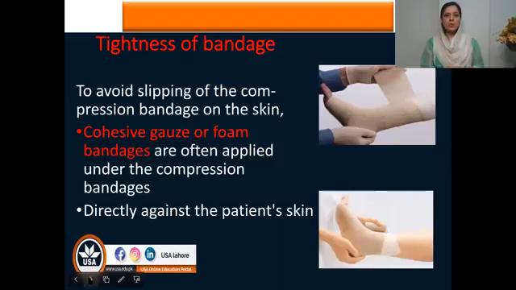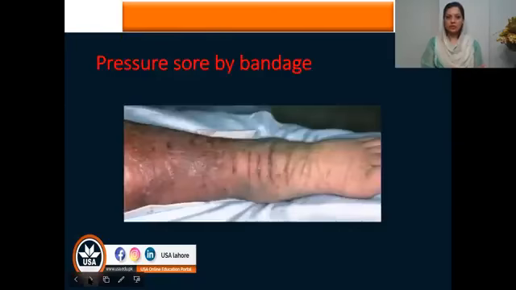The next thing I want to tell you: I was previously saying that the bandage slips, and in the video you can also see what we do. Underneath, we use this kind of gauze and foam bandages. We use a layer under this bandage as well. Like this you can see in this picture. Their purpose is to fix your compression bandage and not let it slip, and directly against the patient's skin they will touch. So in order to avoid the slippage of the compression bandage on the skin, we may prefer to use cohesive gauze or foam bandages.